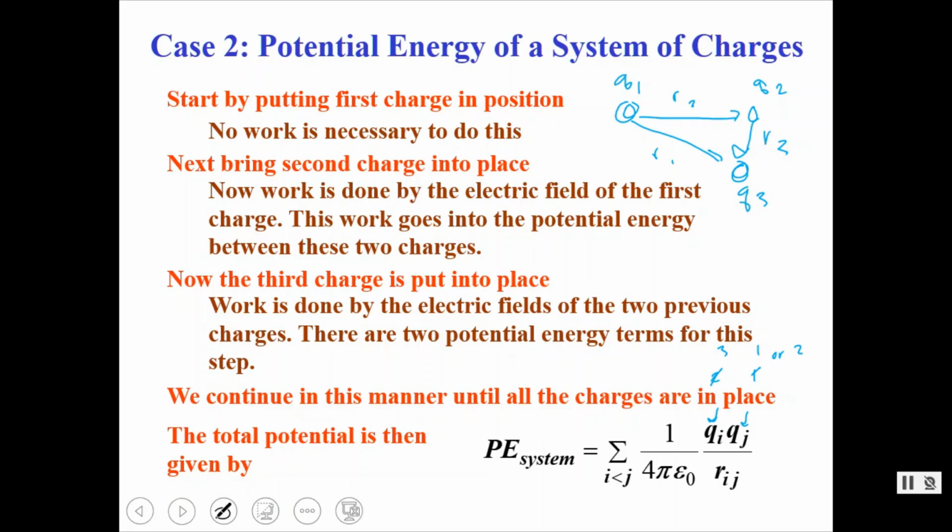Now, if you just think about building the system one particle at a time, you don't have to remember the indexes I and J and so forth. But that's essentially how you would write that potential energy function.